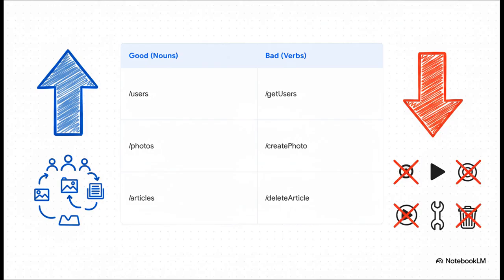Just look at the examples here. A well-designed API URL describes the thing you're interacting with, not the action you're doing. So we always use plural nouns, like /users or /photos. Why? Because the action, the verb, like get or create, that belongs somewhere else entirely.